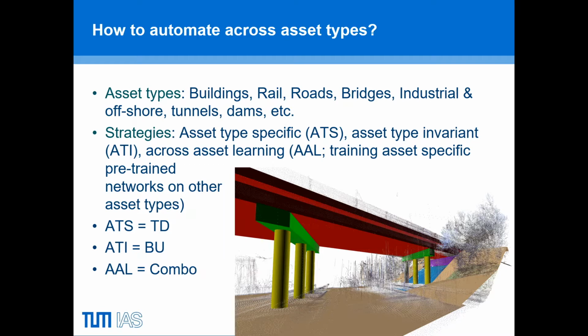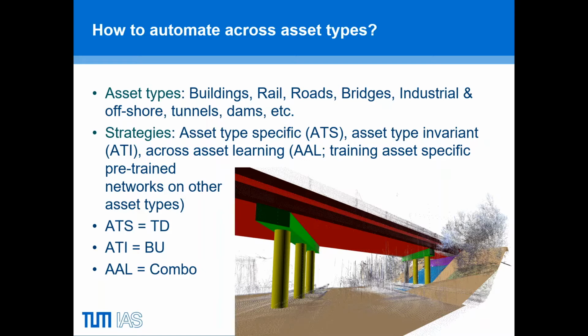In terms of asset types, the second part of the question, we're looking at buildings, rail, roads, bridges, industrial, offshore, tunnel, dams, and so on, as presented before. Now, the strategies here can be either asset type specific. Think of a method that only works for buildings or only works for roads, and so on. Or it could be methods that are asset type invariant. The same method works just as well for a building as it works for a bridge or a road or any other asset. Or we could have, these days, what I would call across-asset learning.